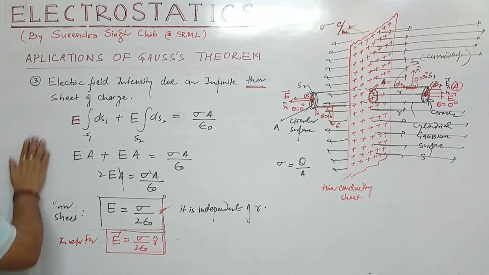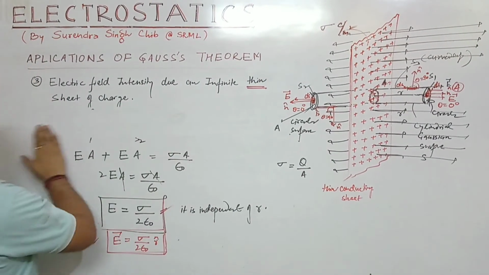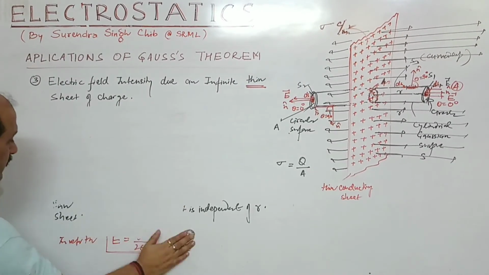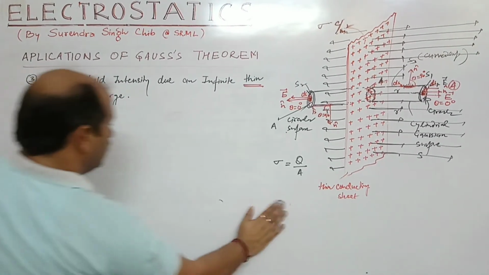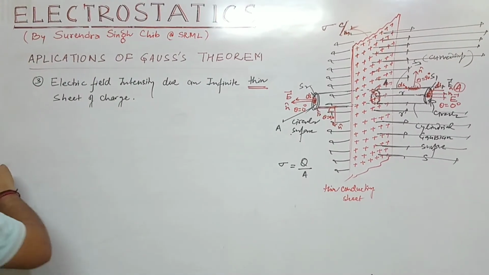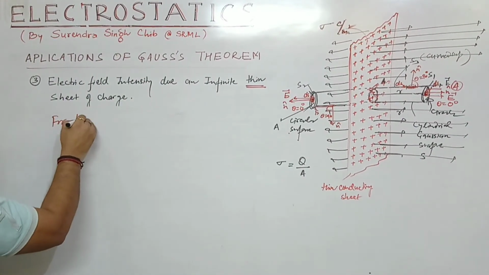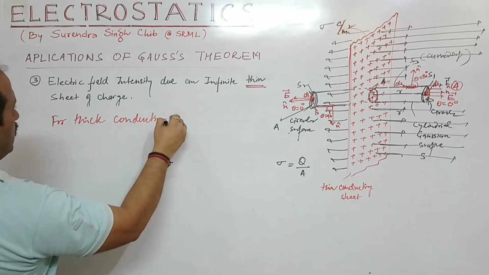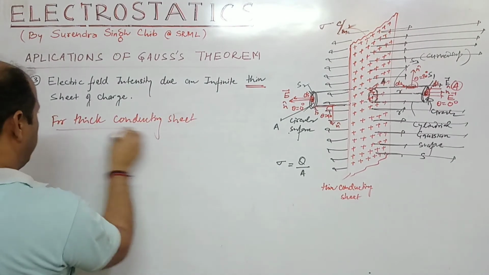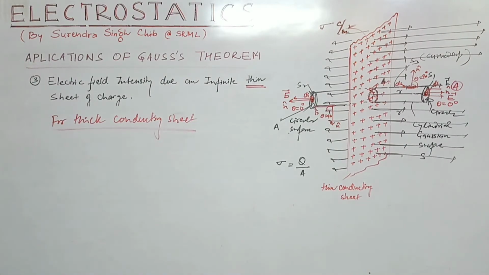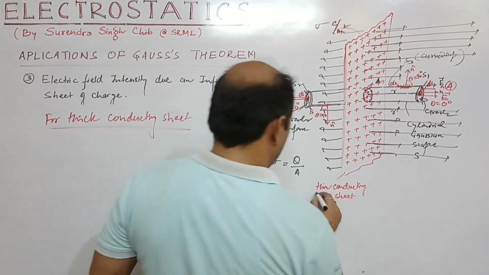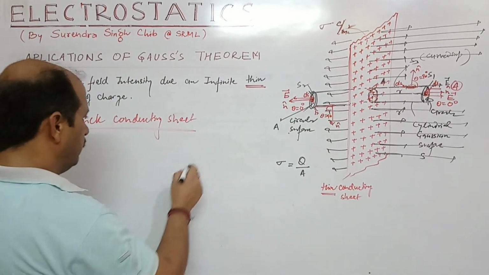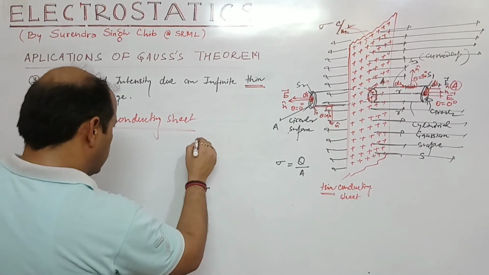Now let's do for a thick sheet. What happens if the sheet is thick? Special case, thick conducting sheet. This is thin. So for a thick conducting sheet, I am making a diagram. It would be like this. See here.